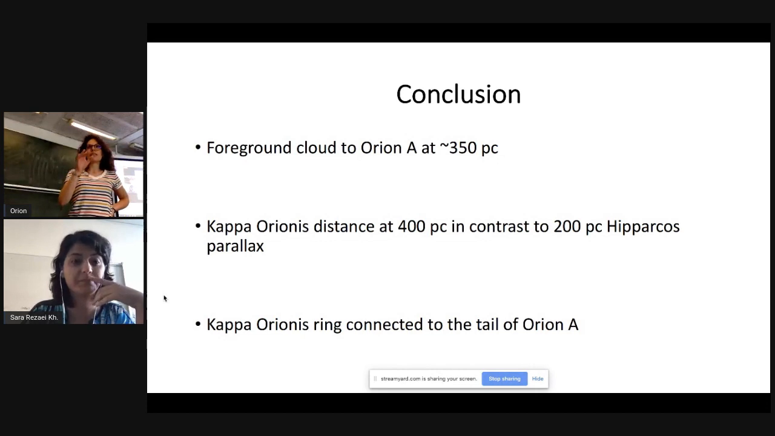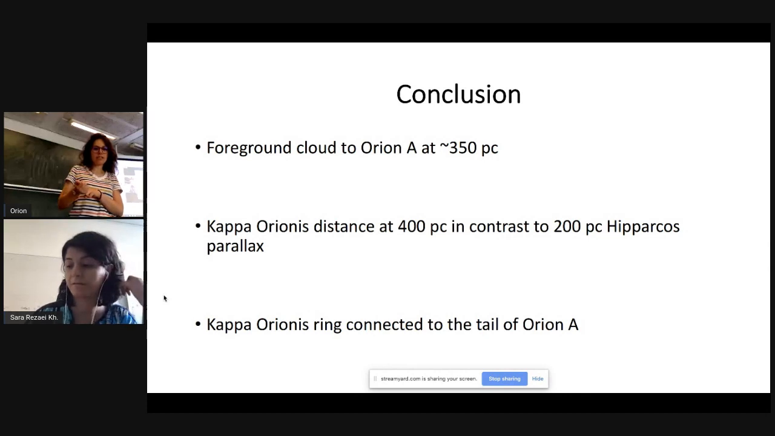And also, it looks like there is a double peak, but could that be just the extent of the cloud along the line of sight? And the second question is how likely is it that the Hipparcos parallax of Kappa Orionis is wrong?